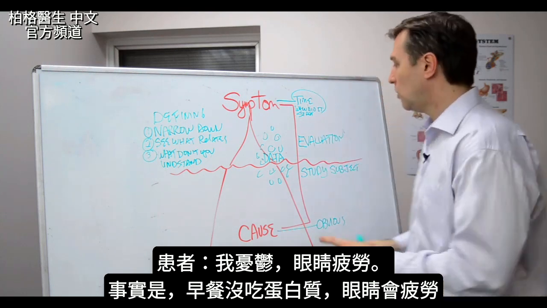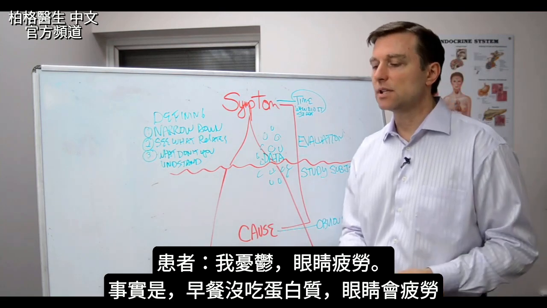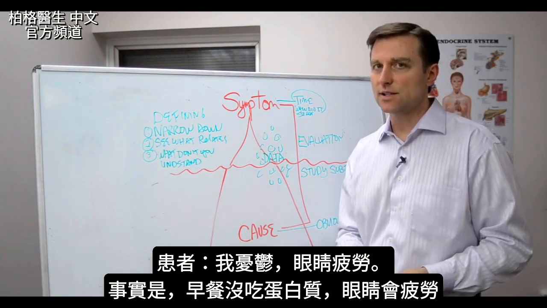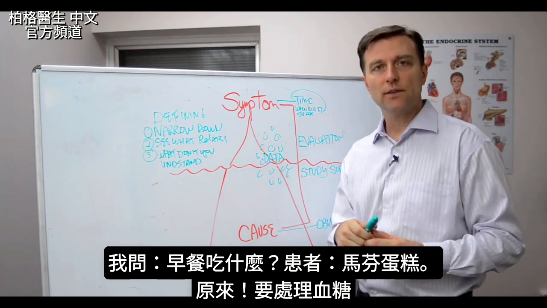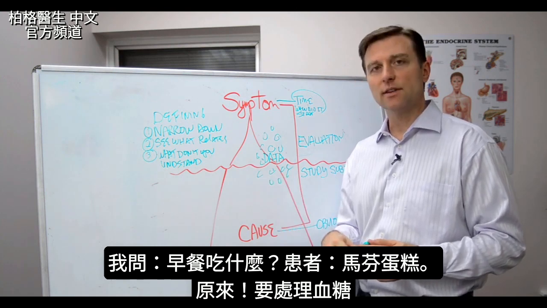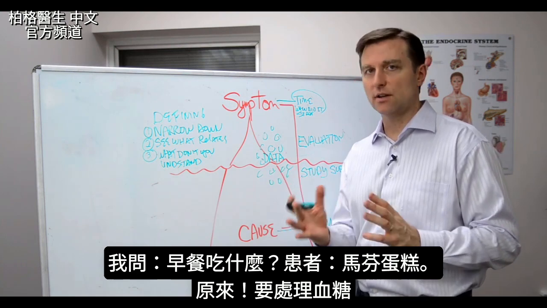I'm like, oh, well, I already know that tired eyes occur if you skip protein for breakfast. That's just a fact that I know. So some of the questions I'm going to ask are, what do you eat for breakfast? And they're going to say, I eat an English muffin. Boom. Now it's a blood sugar thing.